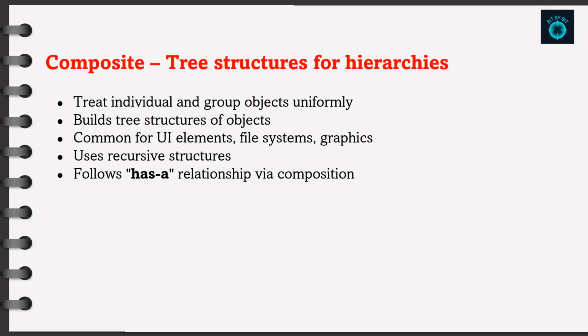So in this pattern, a composite node has a list of other components, which may include both leaves and other composites. This allows you to write code that handles all elements the same way, whether it's a single item or a whole group. Let's look at a Python example that demonstrates this concept.